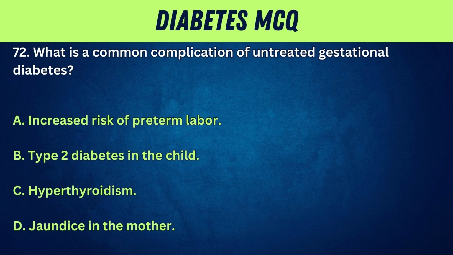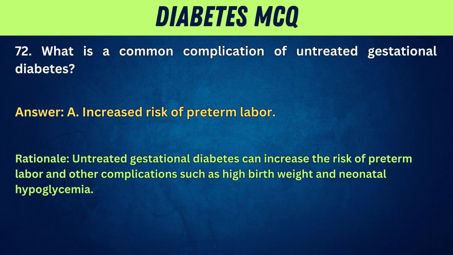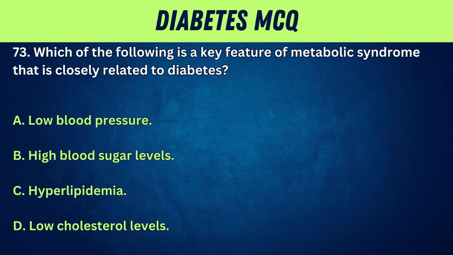72. What is a common complication of untreated gestational diabetes? A. Increased risk of preterm labor. B. Type 2 diabetes in the child. C. Hyperthyroidism. D. Jaundice in the mother. Answer: A. Increased risk of preterm labor. Rationale: untreated gestational diabetes can increase the risk of preterm labor and other complications, such as high birth weight and neonatal hypoglycemia.